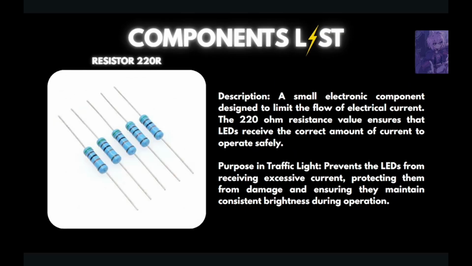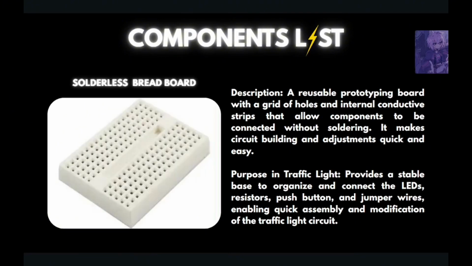The next is the resistor, a small electronic component designed to limit the flow of electrical current. The 220 ohm resistance value ensures that the LEDs receive the correct amount of current to operate safely. The purpose for this one in our activity: it prevents the LEDs from receiving excessive current, which also protects them from damage and ensures that they maintain consistent brightness during their operation.